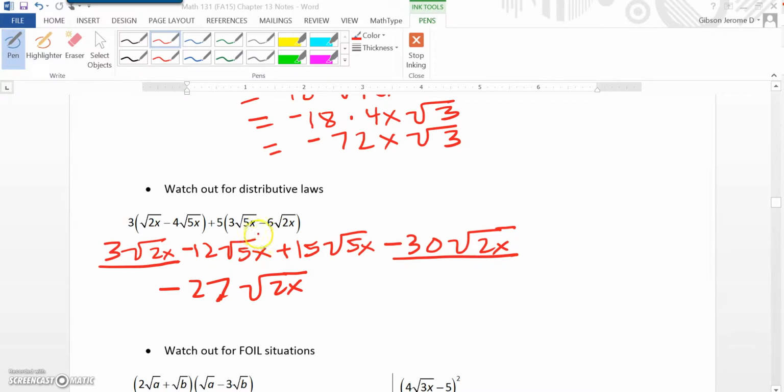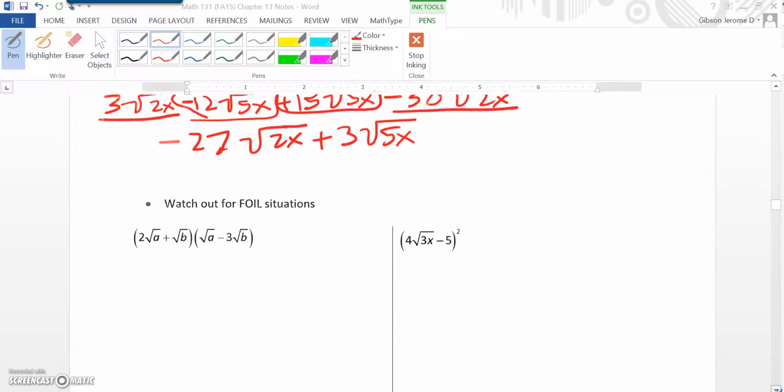Now we go here. We have negative 12 square root of 5x plus 15 square root of 5x. Now we combine these terms. Negative 12 plus 15 will give us positive 3, and we bring down our square root of 5x, and we're done.